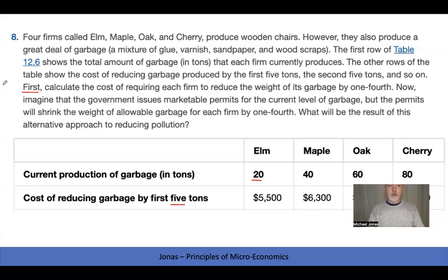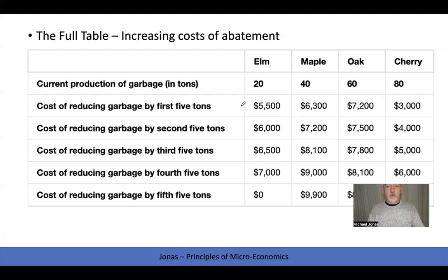Then we compare that to a situation where the government issues marketable or tradable permits allowing a limited level of pollution, basically allowing 75% of the current pollution levels. See how that generates a secondary market and leads to a lower cost, socially optimal outcome. So let's walk through this.